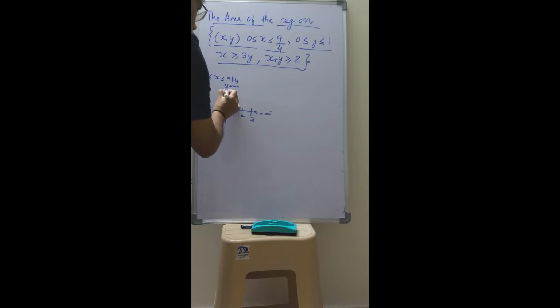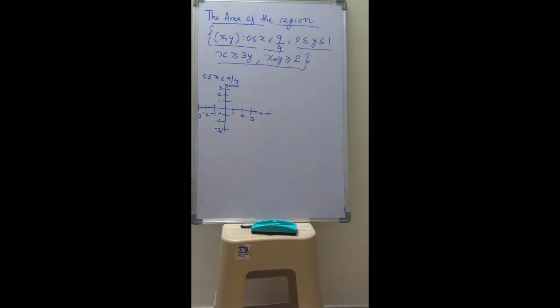This is y equals 1, y equals 3, this is y equals minus 1, y equals minus 2, y equals minus 3, this is x equals minus 1, x equals minus 2, x equals minus 3, right? Now this equation says 0 < x ≤ 9/4.